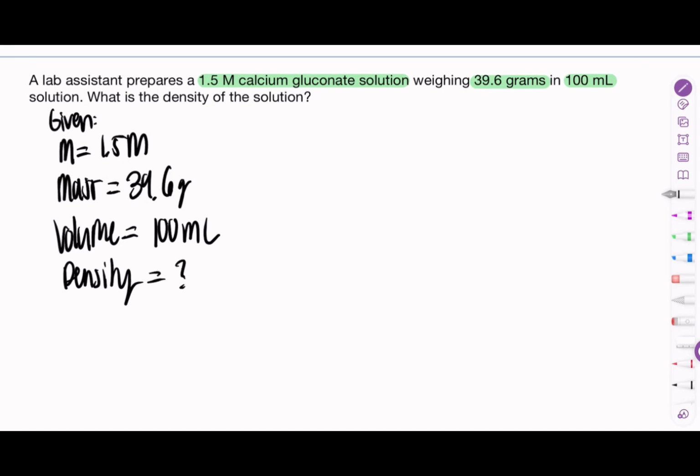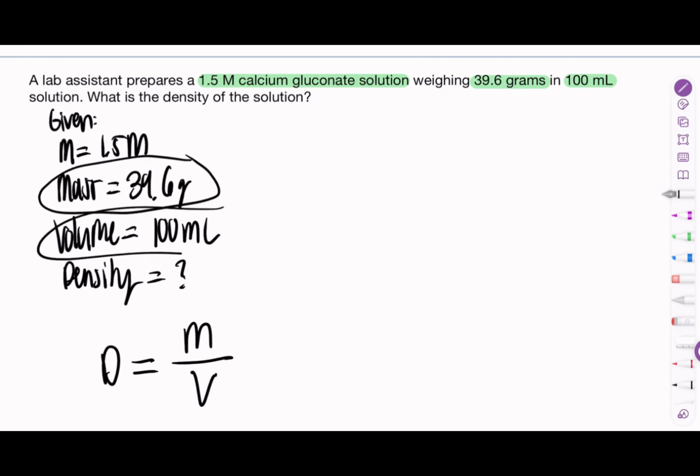Now, is there a need to convert anything? No, but the question is, do we really need the given of the molarity? In this case, maybe not, because the formula for density, which is D is equal to mass over volume, has the values already in the given, which are the mass, 39.6 grams, and the volume, 100 milliliters. And take note that the 39.6 grams is for the whole solution and the 100 milliliters as well, as it will be used in the formula of density.